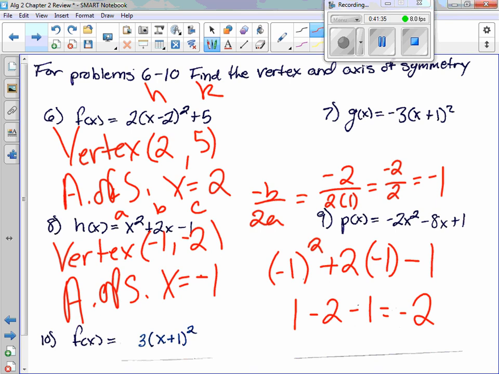So we have to use that equation, negative b over 2a, comma f of negative b over 2a, to get the vertex for standard form. And the axis of symmetry would be x is equal to negative b over 2a. Any questions on any of this here? Are we good with this here? Yes.